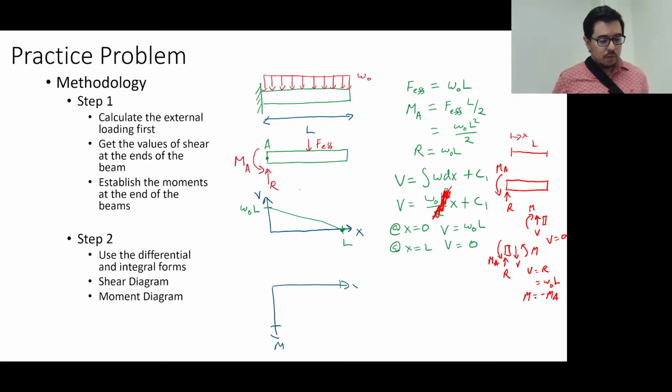What about the bending moment diagram? Well, we go ahead and integrate again. Now we have an expression. Oh, and C1 has a value. Because if this is 0, C1 is equal to this W naught L right here. So C1 is equal to W naught L.